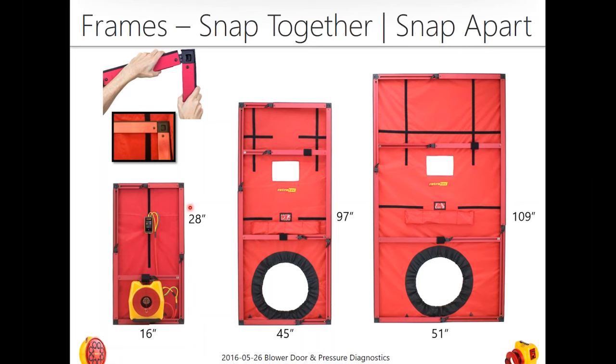panel or frame, which also is about this size, 45 max, 97 height, but also has a smaller hole that can use a 300 fan as a blower door if you're testing something very tight, maybe an apartment or a passive house. And then we actually have a large frame. Large frame goes all the way to 109 height and 51 width.